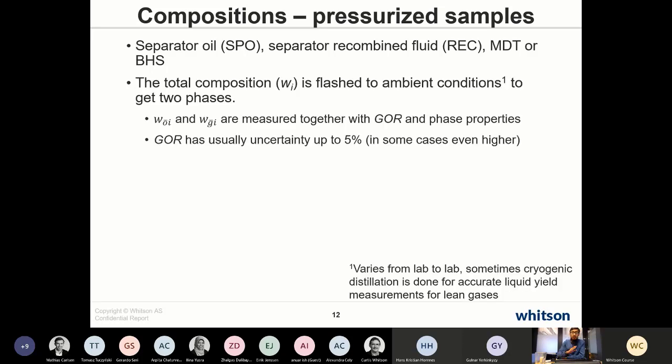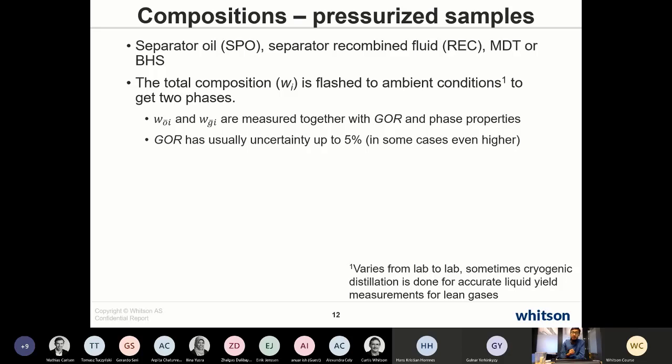So for any pressurized sample, the procedure is the same. You take the total sample, either separator oil sample or recombined fluid, and we flash it to the ambient condition. And this process of flashing can vary from one lab to another.